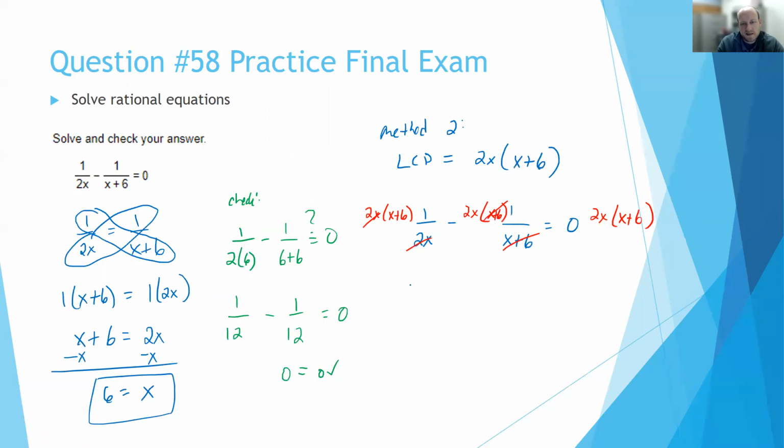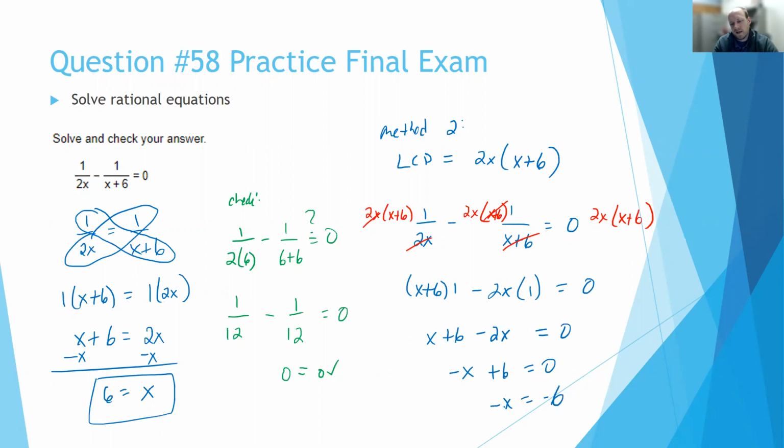So x plus 6. What do I have left? I have x plus 6 times 1 minus 2x times the 1 equals 0, because 0 times all this is just 0. So I have x plus 6 minus 2x equals 0. Combine like terms, x and a negative 2x is negative x. Subtract the 6 over. So negative x equals negative 6, and divide by negative 1, and we still get that x equals 6. I just think that this shortcut is way easier than this method if you recognize it.